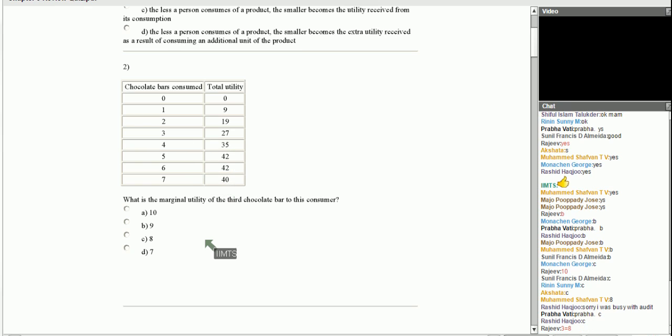The answer is C. Yes, Rajiv, the answer is C, that is 8. You can see the extra utility is 27 minus 19, because 27 is the total utility and from the second unit it was 19. So 27 minus 19, that is 8, is the correct answer. Clear to everybody? Can we go to the next?